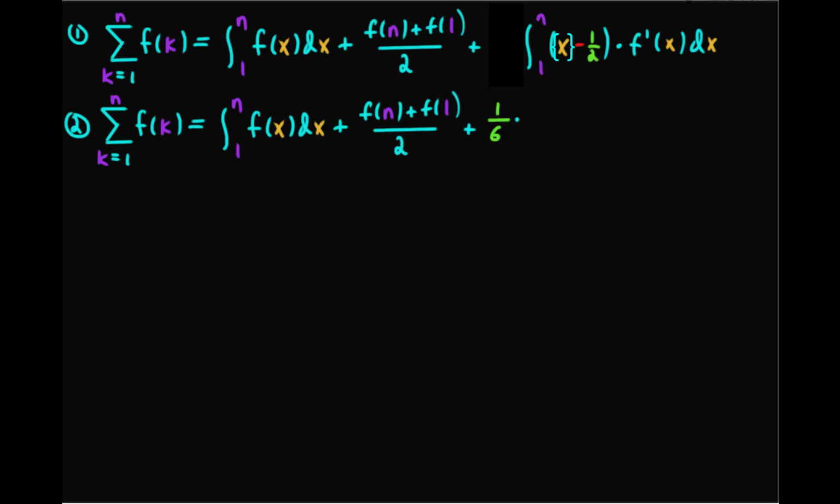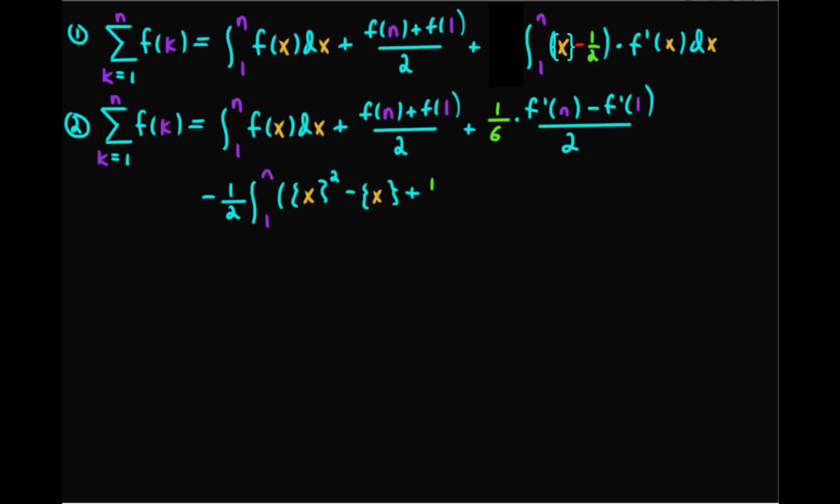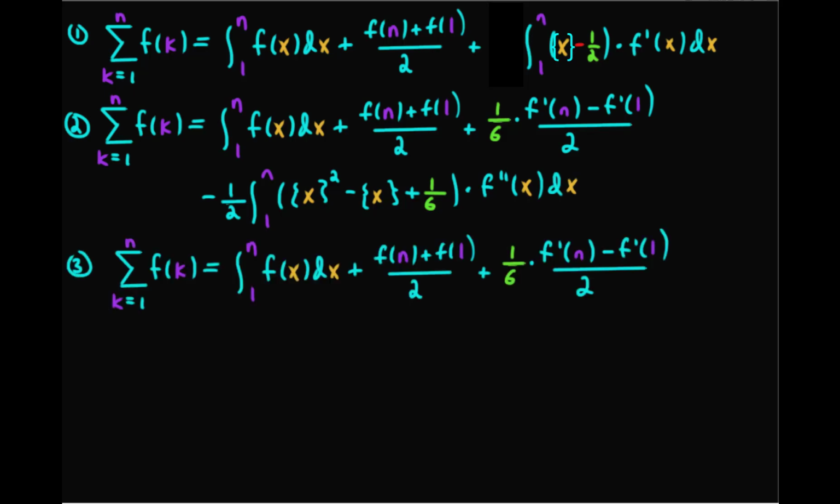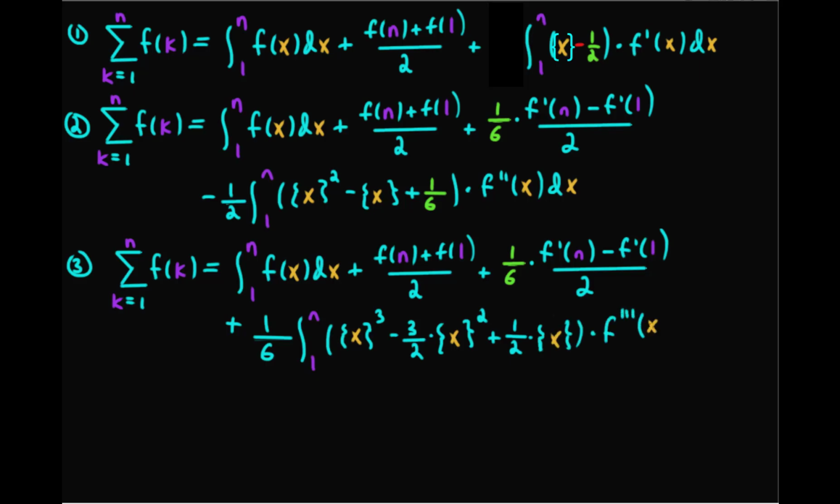And then our second derivative version of the EMSF says that that summation equals the same thing for the first two terms, plus 1/6 times f prime of n minus f prime of 1 all over 2, minus 1/2 times the integral from 1 to n, and here I'll just say the second periodic Bernoulli polynomial times f double prime of x dx. And then the pattern continues into our third derivative form of the EMSF, where we have that the summation is equal to the first three terms of the second derivative version plus a new error integral, plus 1/6 times the integral from 1 to n of the third periodic Bernoulli polynomial times f triple prime of x dx.